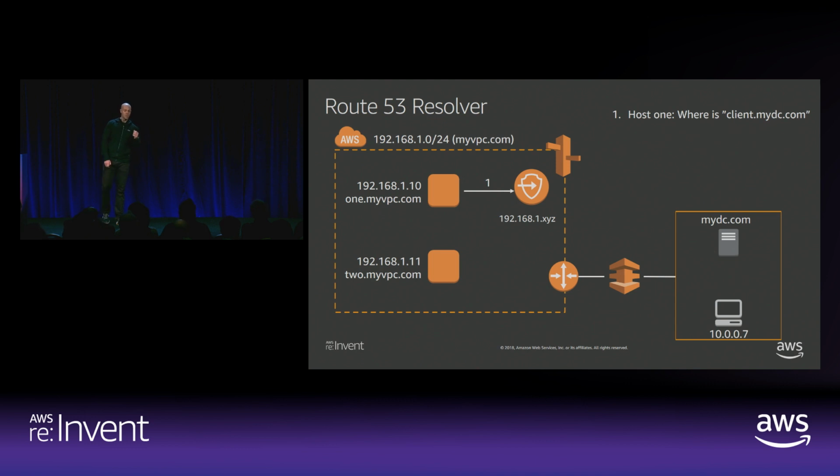The AWS Route 53 resolver is also capable of conditional forwarding. Basically, the reverse of what we just discussed. Previously, this was not possible without running your own DNS inside the VPC on EC2 instances. So now, when host 1 in the VPC asks where a resource is in my data center, I can set a conditional forwarding rule pointing *.mydc.com to my on-premise DNS server.